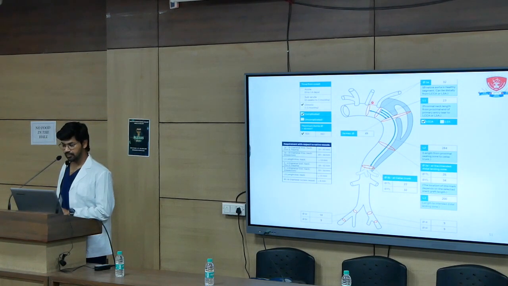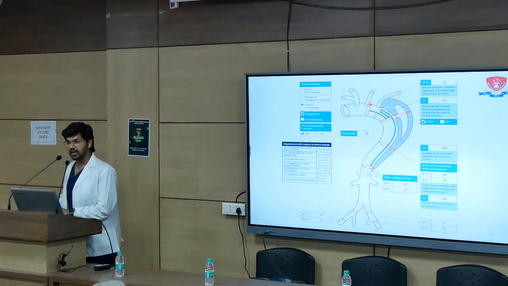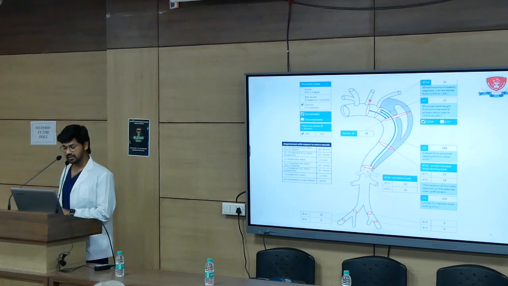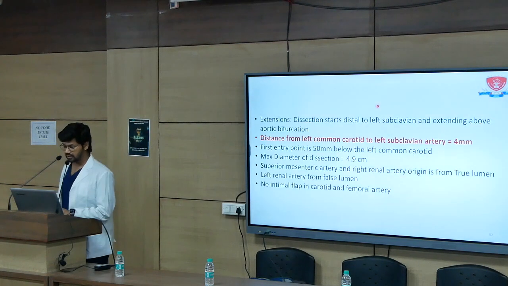The distance between the left common carotid artery and left subclavian artery is 4 mm. Actually, in the majority of cases, the distance between these two is 10 to 15 mm. But in our case, it was 4 mm, which was very difficult for us to angulate and to negotiate our stent in that zone. So these are a few other measurements that are important for sizing and planning of the stent.